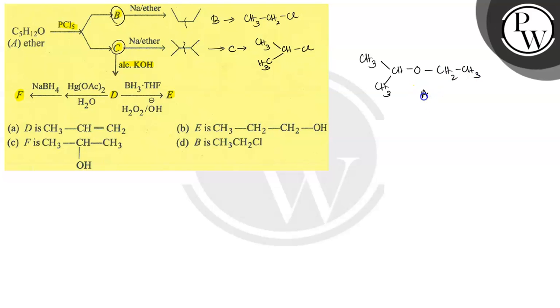This is A. Now the structure of C is known, which is isopropyl chloride. Then we are adding alcoholic KOH to C. So C is CH3 CHCl CH3. If we treat it with alcoholic KOH, elimination will occur and we'll get the compound CH3 CH double bond CH2. This is propene, which is D.